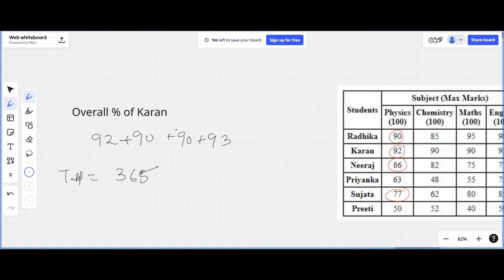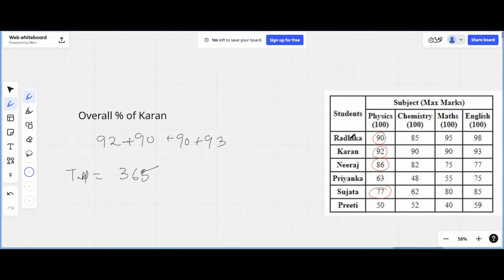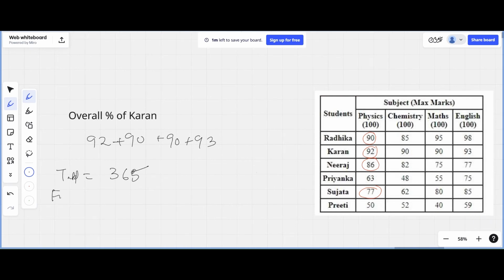Then what is the full mark? What is full mark? Full mark क्या है? 400. Full marks is 400.